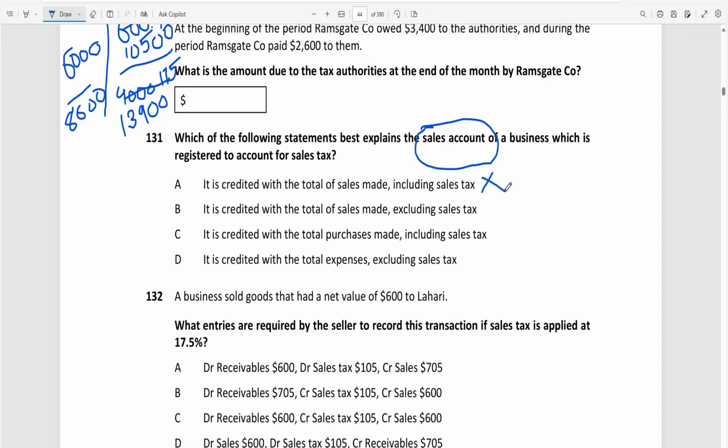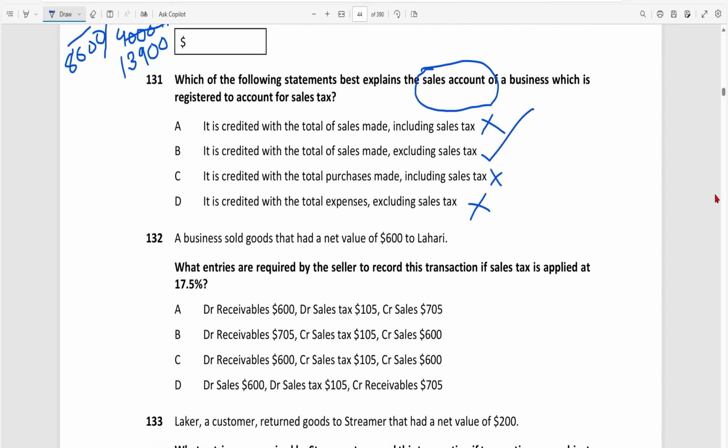And B says it is credited with the total of the sales made excluding the sales tax. It is correct. And C says it is credited with the total purchases made including the sales tax. In the sales account, we don't record the purchases. Purchases are recorded in a separate ledger. And the last option, credited with the total expenses excluding the sales tax, is also incorrect. Okay, so moving to the next question.